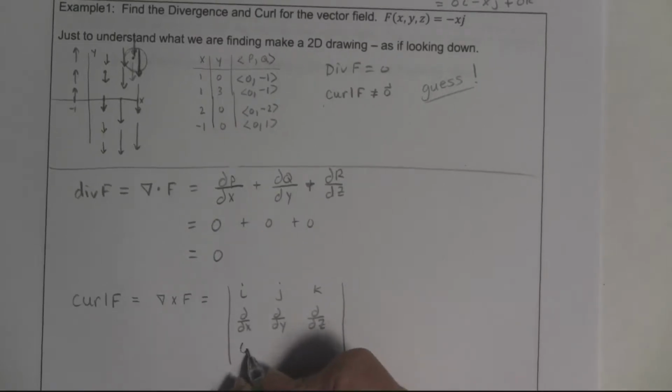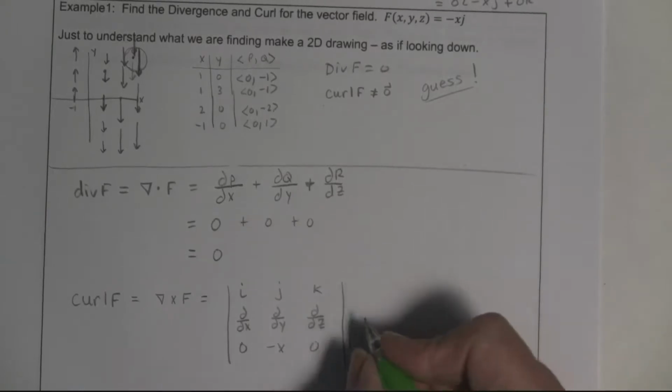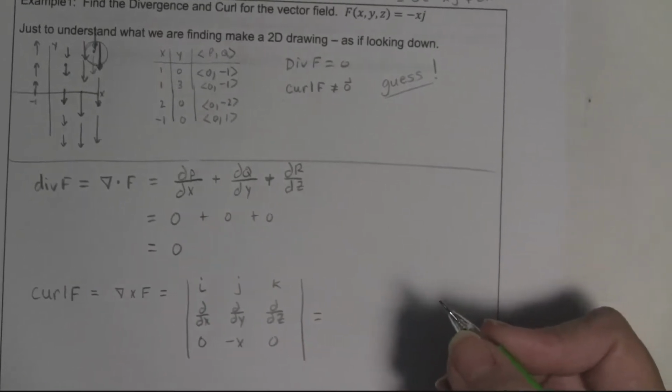And we want z here, that's p. Negative x, that's q. And 0 here, that's k. So this one's pretty nice. It's a pretty easy one, because of the zeros.